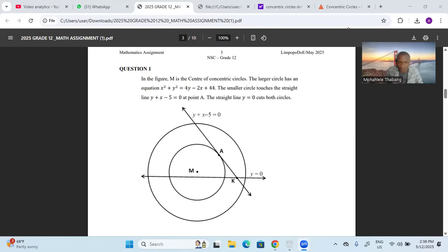I will be helping you. We are going through question 1. Let's read the information together. In the figure, M is the center of the concentric circles.